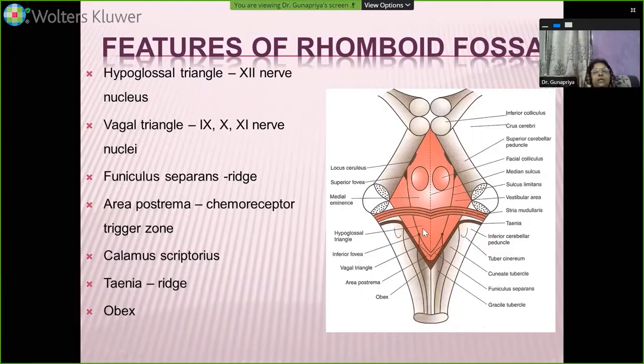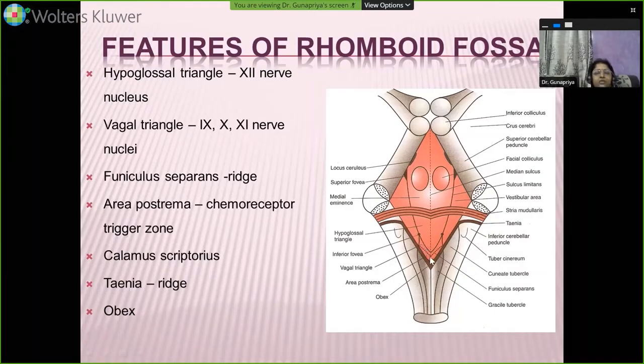What we are seeing now is the dorsal surface of pons and medulla. So hypoglossal triangle is the area where the 12th nerve nucleus is situated. Just very close to it, just below and lateral to it, you find an area known as vagal triangle. If you now recap whatever you studied in medulla, everything is holding good here, because from the medulla, we know that the 9th, 10th, 11th and 12th cranial nerves emerge. So vagal triangle is a site where the 9th, 10th and 11th cranial nerve nuclei are situated.